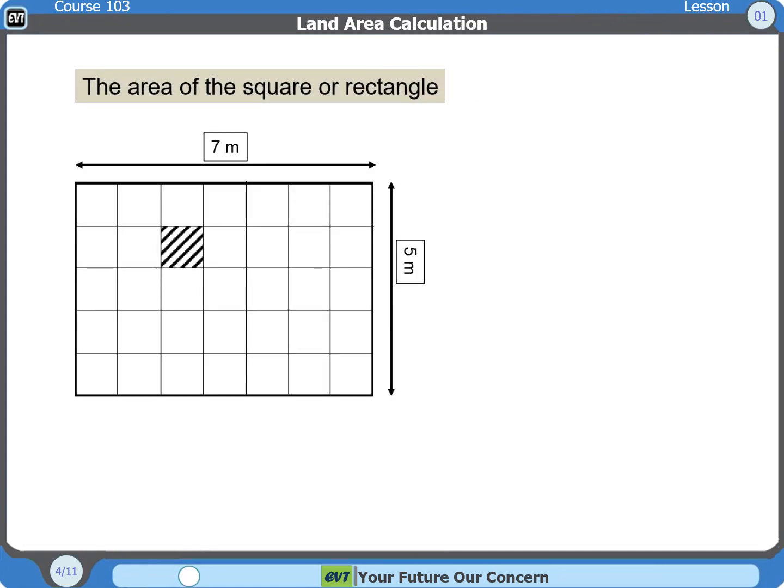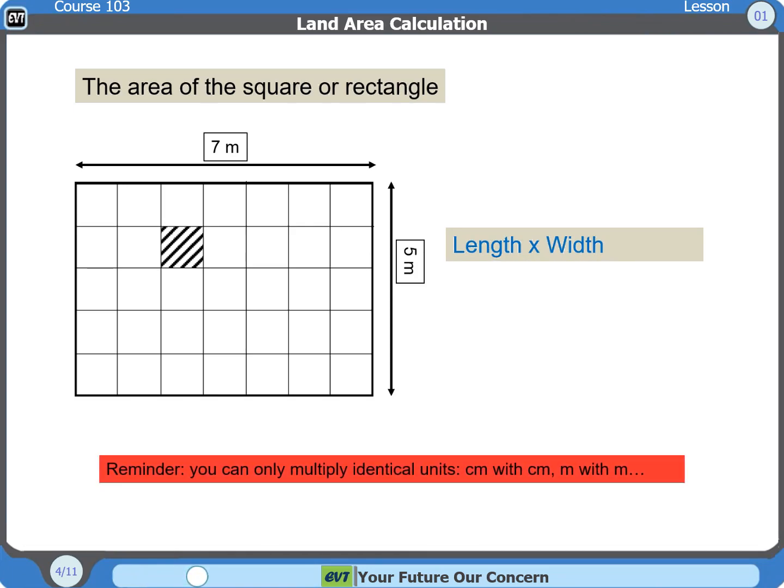For the area of a square or rectangle, you multiply the length by the width. Reminder, you can only multiply identical units, centimeter with centimeter or meter with meter. Here you have 7 meters on the length, multiplied by 5 on the width, which gives 35 square meters.